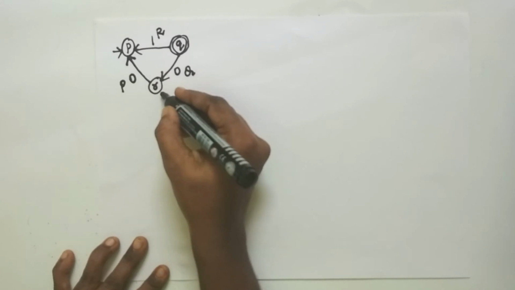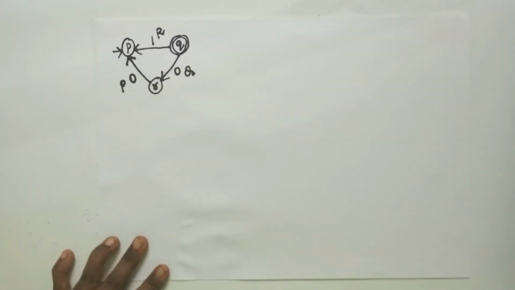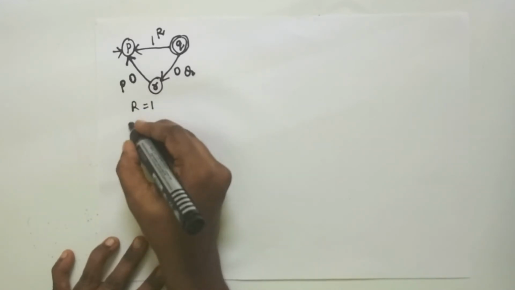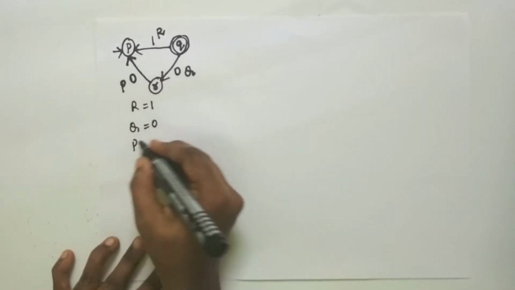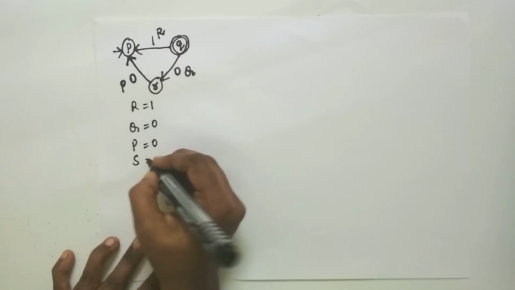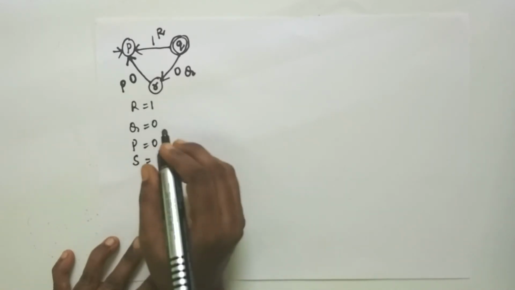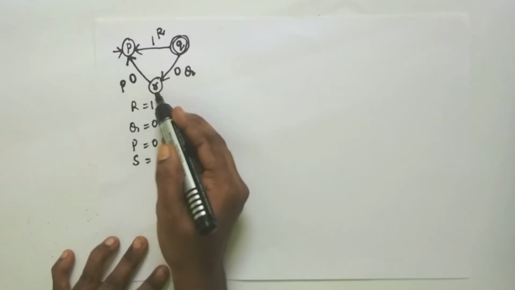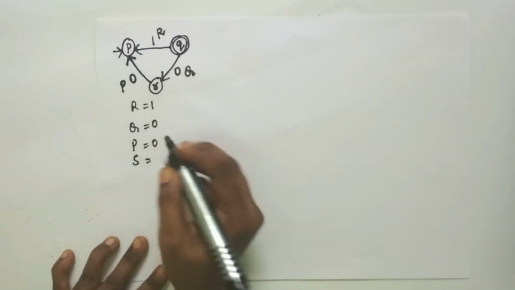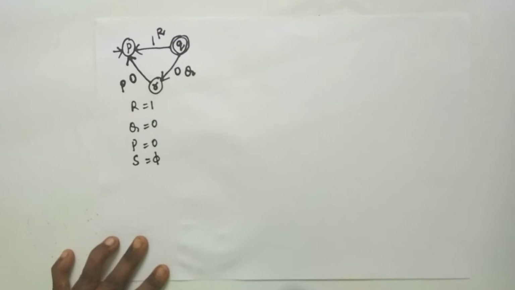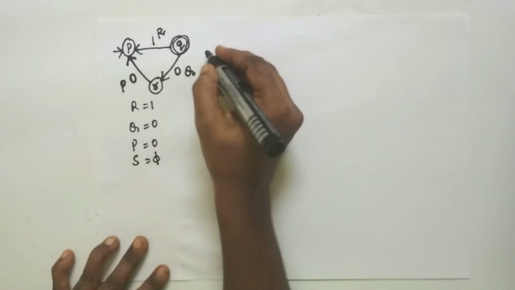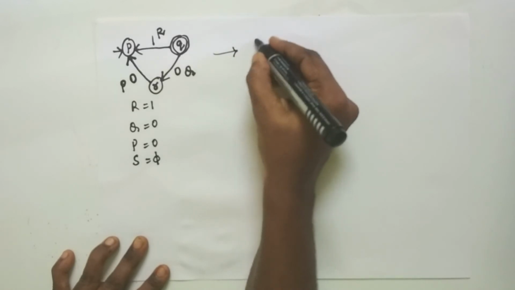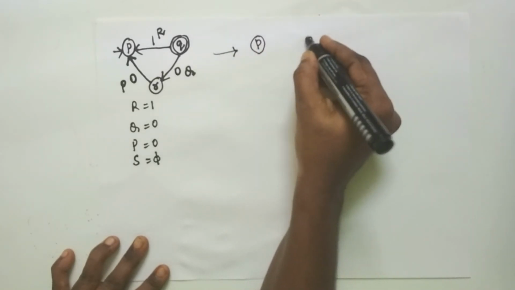Self loop is what is here? S here. So now you take it and write R equal to 1, capital Q equal to 0, P equal to 0, but S does not contain any self loop. When it does not contain a self loop, here you don't have any self loop, so you assume that it is pi.